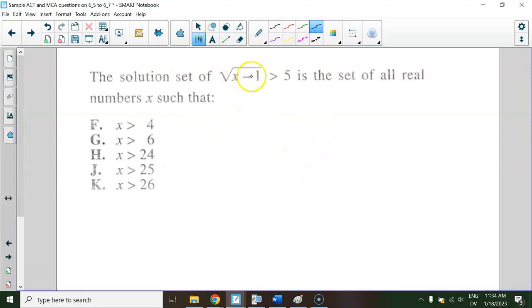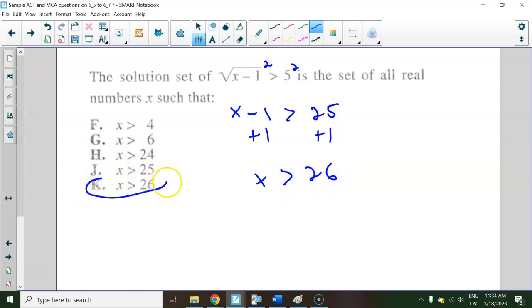Okay, so to solve this, get rid of this square root and just square both sides. So that will clean up the left-hand side nice and pretty. Right, it cancels out there, so you just have x minus 1, and then just add 1 to both sides, and so we end up with x greater than 26. Those are all our solutions. All the x numbers greater than 26.